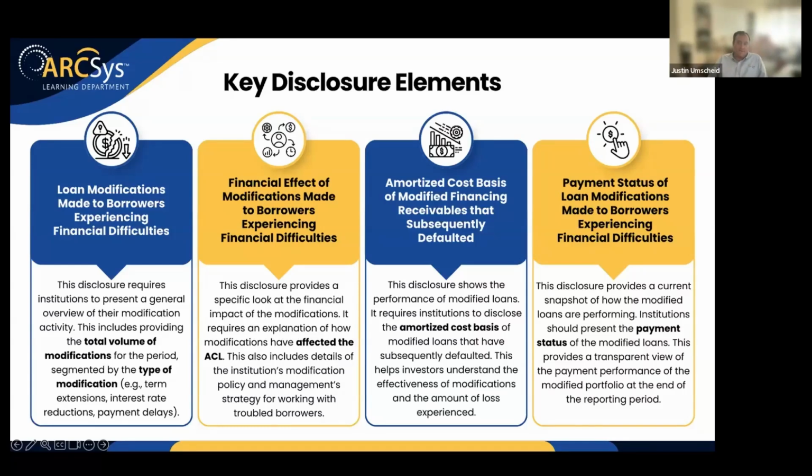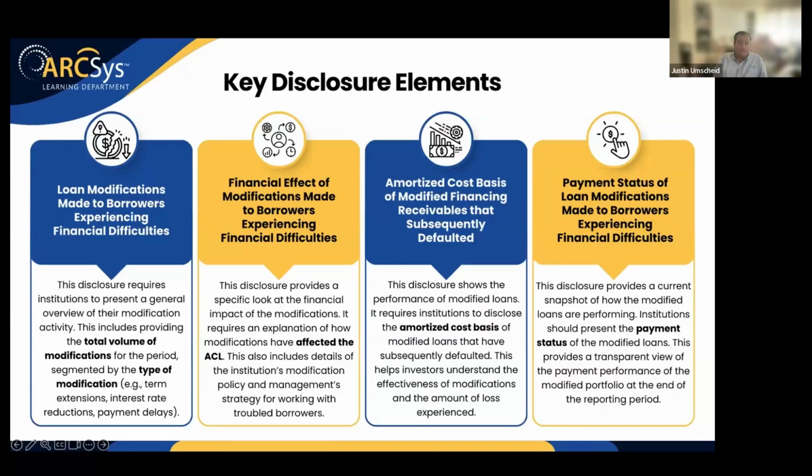And then lastly, they do also have a pretty simple one that goes over the payment status, right? Current, 60 to 89 days delinquent, 90 days delinquent and greater. That one is not too difficult. The hands down hardest one is the second one I listed, the financial effect. That one can be hard.